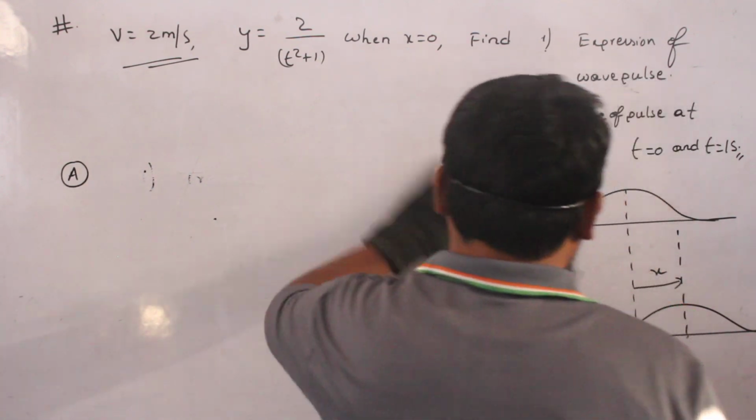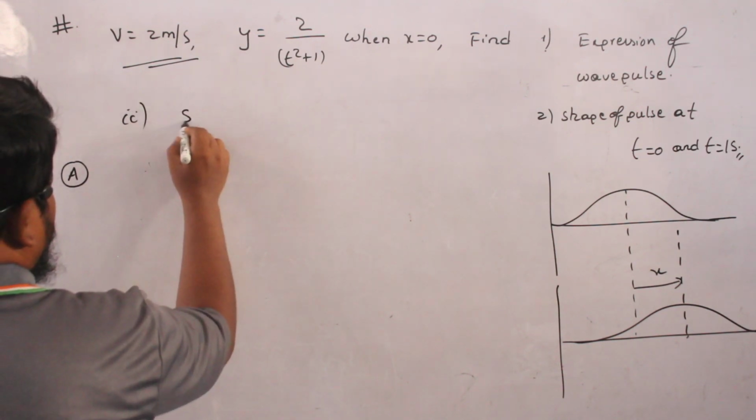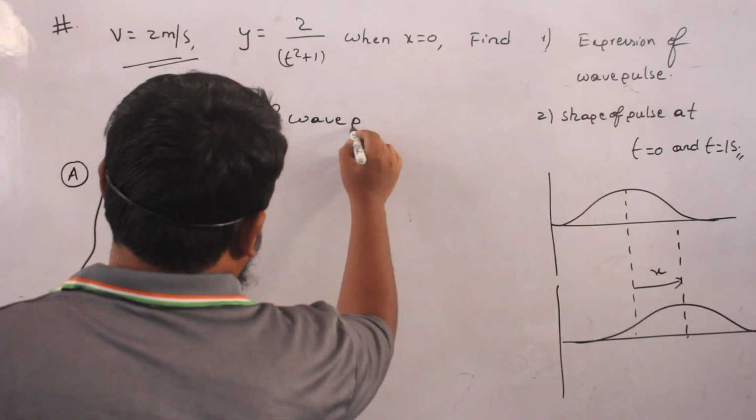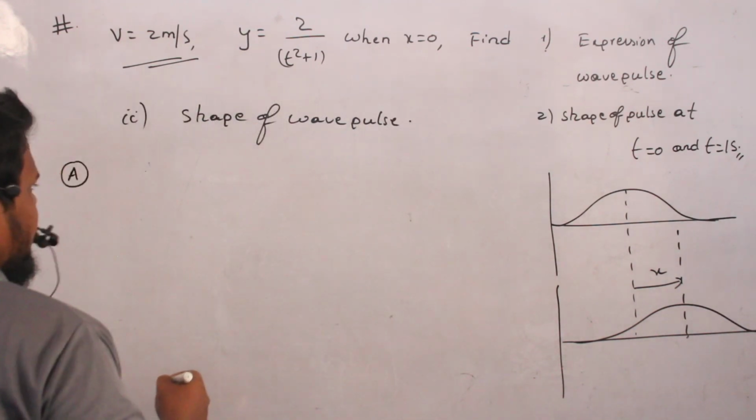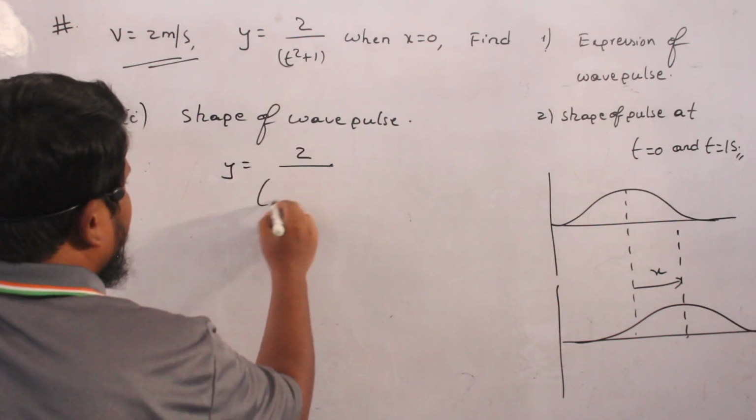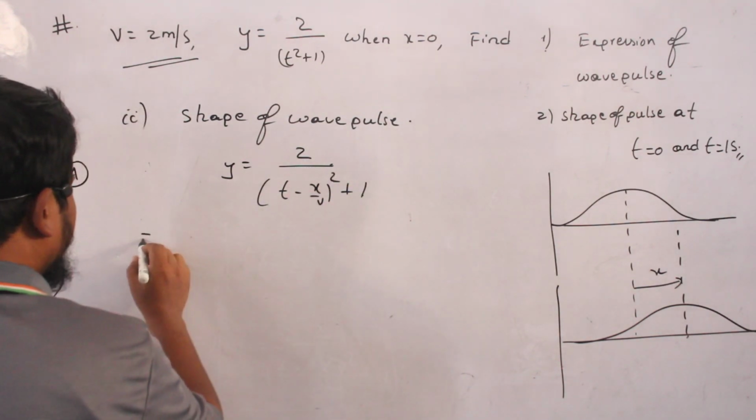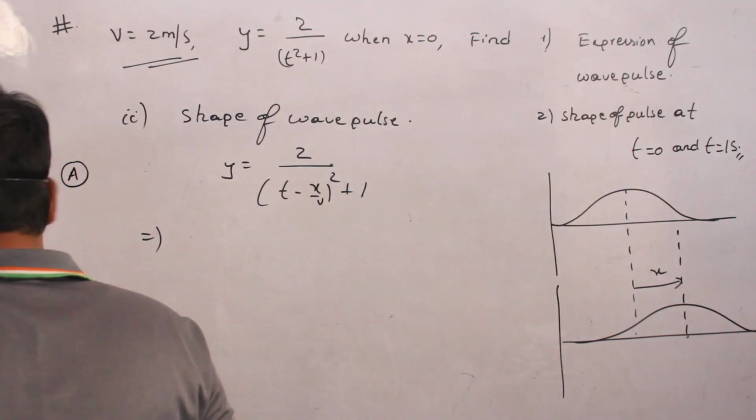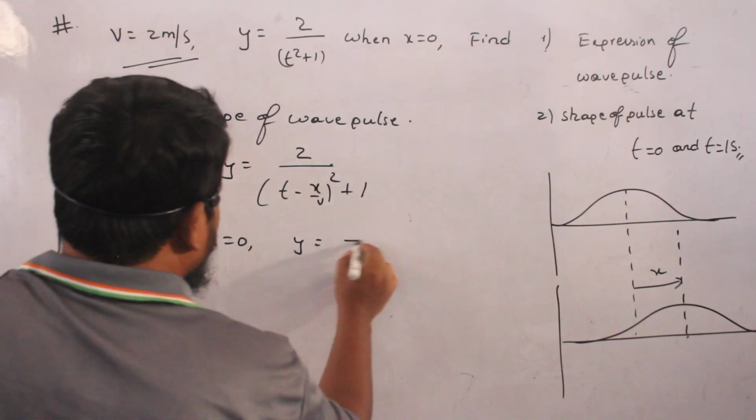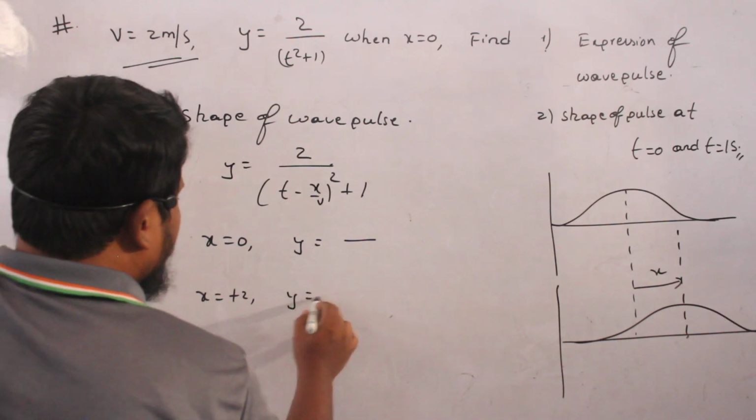So which values shall we take? Next we are studying the shape of the wave pulse. You do one thing. What was the equation we have written? The equation is y equals 2 divided by (t minus x by v) whole squared plus 1. So what values are you supposed to take? Take x equals 0 and check what y value you get. Then take x equals plus 2 and check again what the value of y is.